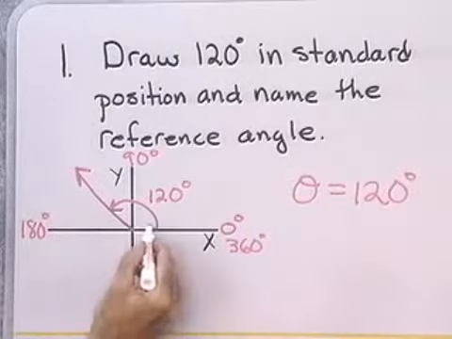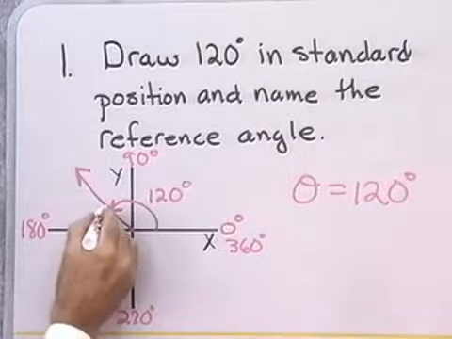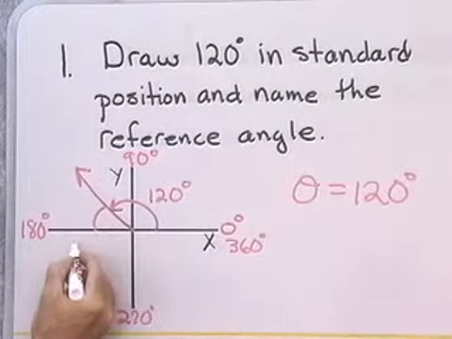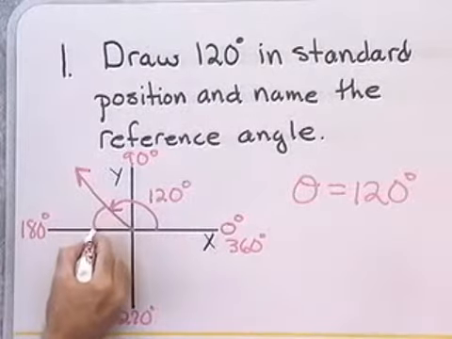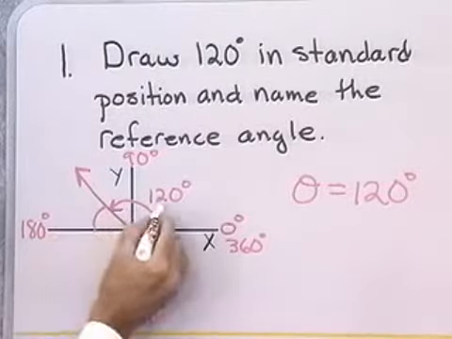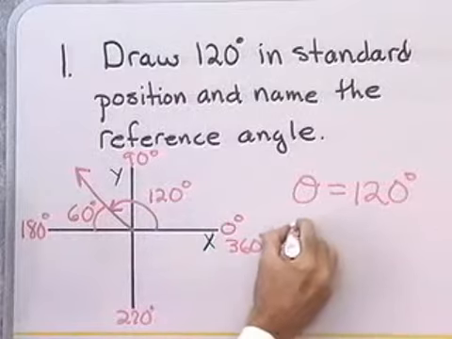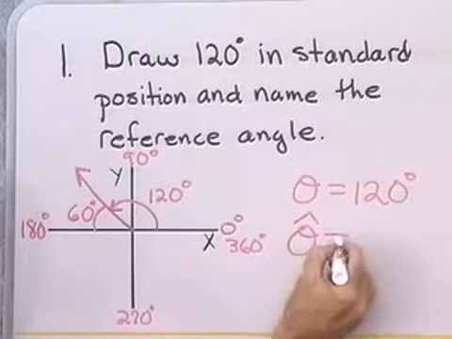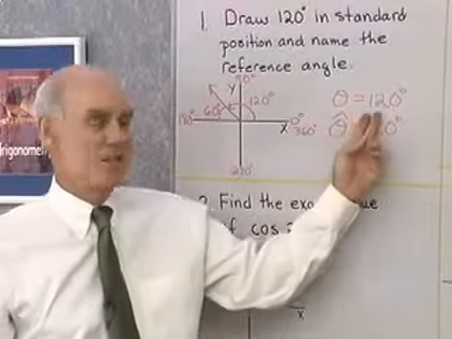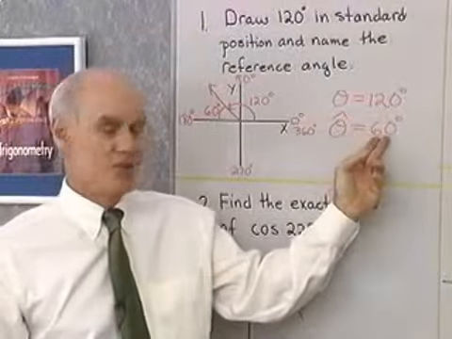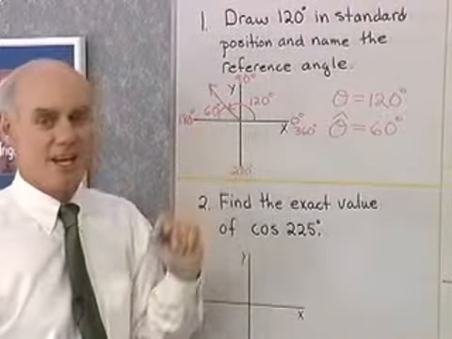The reference angle for angle theta is the smallest angle between the terminal side of theta and the x-axis. I think I said the positive x-axis before. That's not quite right. It's the x-axis, period. So here, to go from 120 to 180, that's 180 minus 120, which is 60 degrees. So the reference angle for angle theta, which I'll call theta with a little hat on it, is 60 degrees. So when 120 degrees is in standard position, its reference angle is 60 degrees, and that represents the smallest angle between the terminal side of theta and the x-axis.